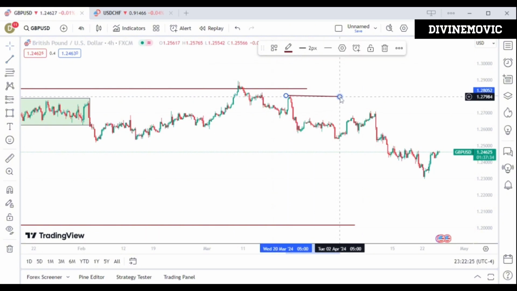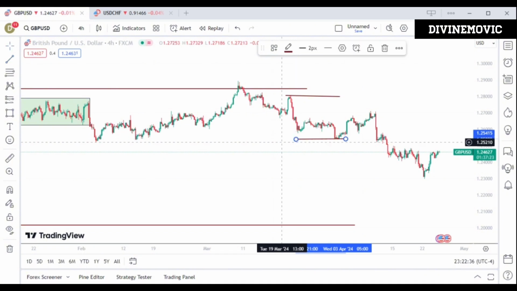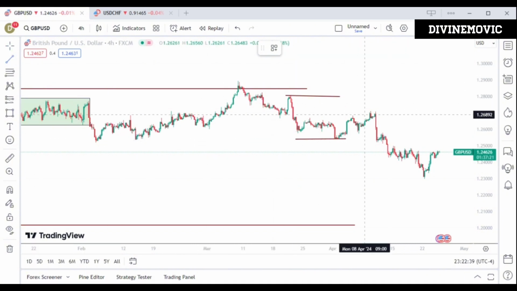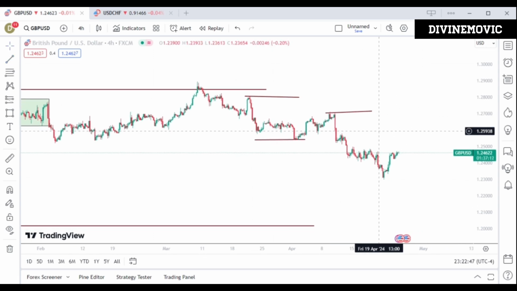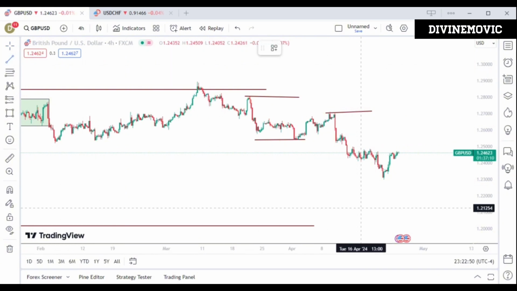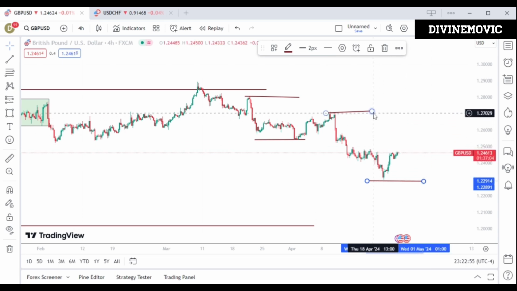higher low, lower low, higher low, and here is lower low. So since price got to this resistance key level, price is still giving us a lower low and a lower high structure, meaning we're in a downtrend. And for every downtrend, we want to sell.